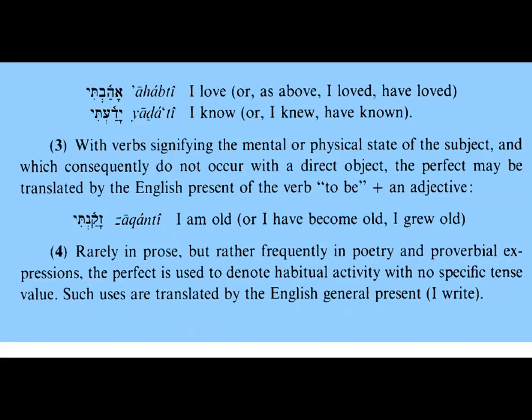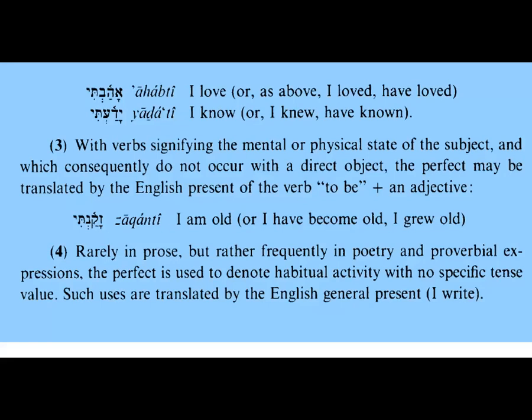Three, with verbs signifying the mental or physical state of the subject, which consequently do not occur with a direct object, the perfect may be translated with the English present form of the verb to be plus an adjective. Now in English, we use the verb to be in the present. We don't in Hebrew. They do use the verb to be in past and future, but not in the present. Okay, so zakanti, I am old, or I've become old, or I grew old, is an example of that one. It's the verb to be.